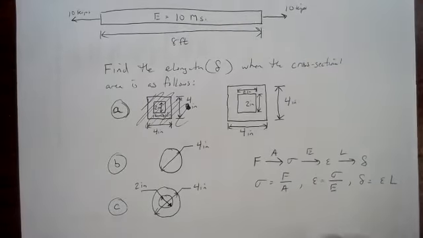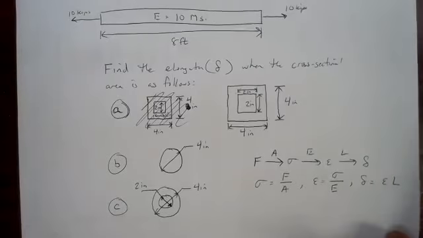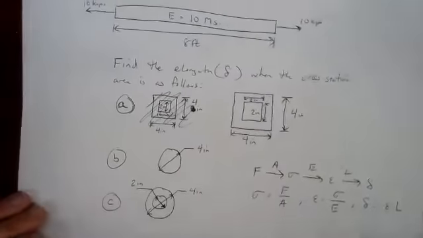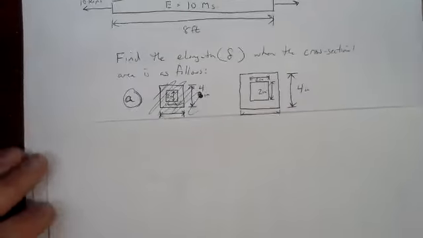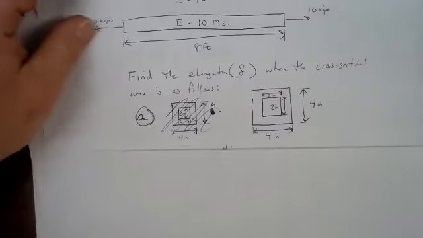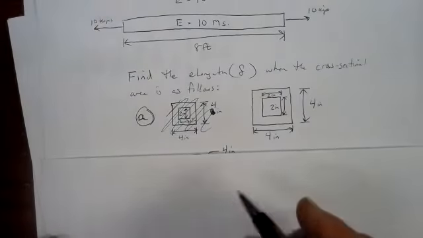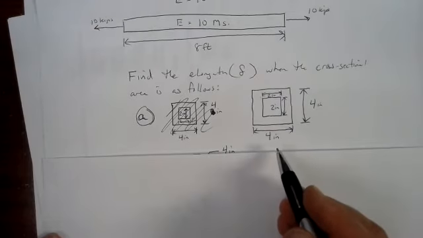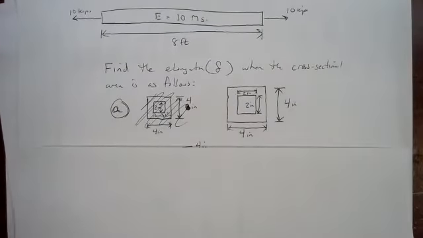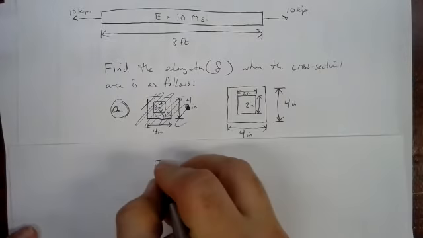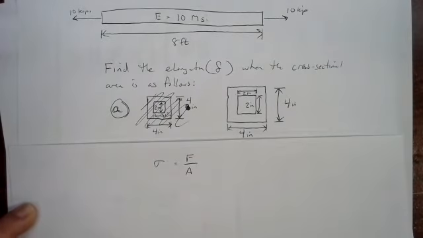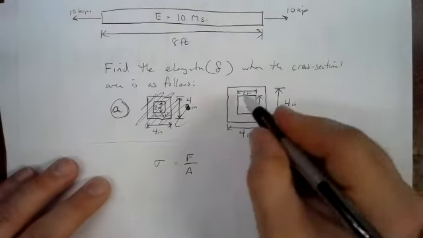So the critical step here is figuring out the areas. So let's work through the first one, and then we'll come back and do the others. So I'm going to cover up the other two here while we work on the first one. The first thing to do is figure out the area, because the first step we have to make is take the force and turn it into a stress. And stress is force divided by area. So we need the cross-sectional area.